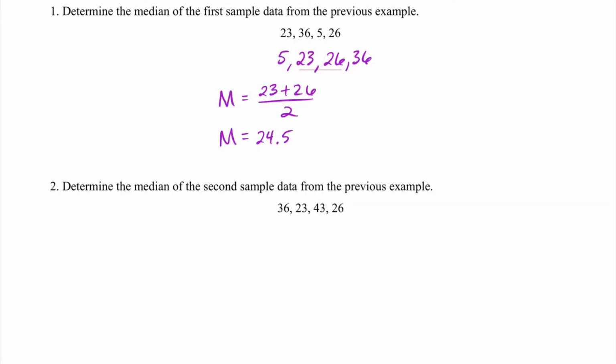Similarly, going on to number 2, we're asked to find the median again. Need to rearrange the data in ascending order, so we get 23, 26, 36, and 43. Just like we did before, we need to find the mean of the middle 2 values since we have an even number of observations. So our median would be found by adding 26 plus 36, then dividing that sum by 2.